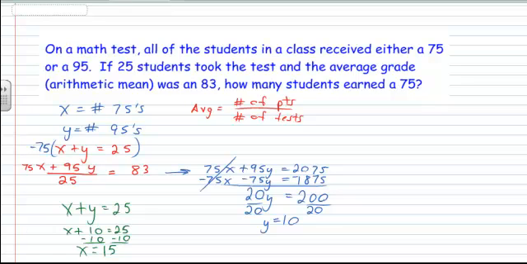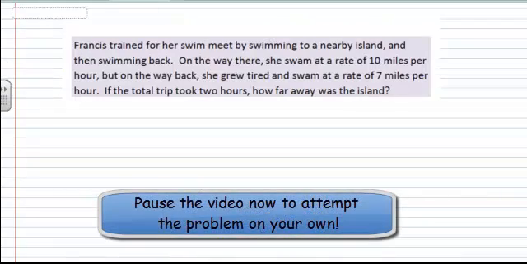Next problem. Frances trained for her swim meet by swimming to a nearby island and then swimming back. On the way there, she swam at a rate of 10 miles per hour, but on the way back, she grew tired and swam at a rate of 7 miles per hour. If the total trip took 2 hours, how far away was the island?